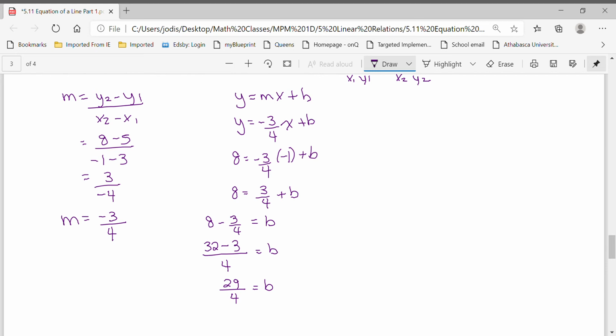And that can't be reduced, so that's my y-intercept. So therefore, y equals, well, my slope was negative 3 over 4, and my y-intercept is positive 29 over 4. And you can always leave everything in fraction form for these.